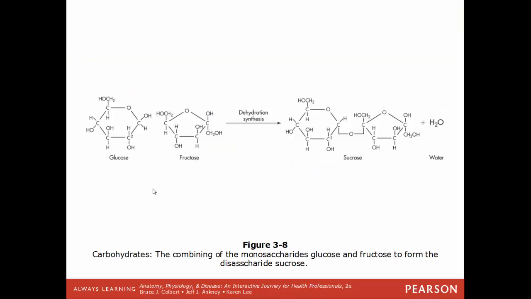Okay, here you have two monosaccharides being joined together, glucose and fructose. That's just one sugar unit. That's the second sugar unit. When they're joined together, you're forming a disaccharide because there's two units. Combined together, forming one sucrose compound, which is a disaccharide, and also water.